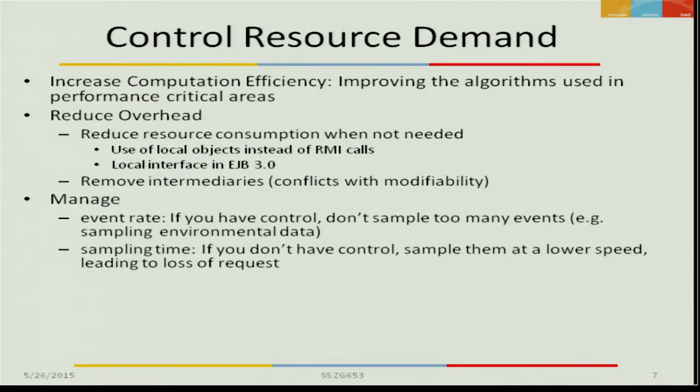Another tactic is managing the event rate, which is about controlling the event rate. If you have control, then don't sample too many events. For example, if your system is supposed to analyze environmental data and then do some processing, and you know that your system is not going to handle so many events, then don't even sample so many. Or it could be that the sampling time can be controlled.